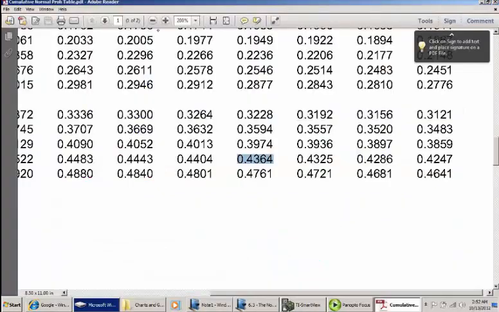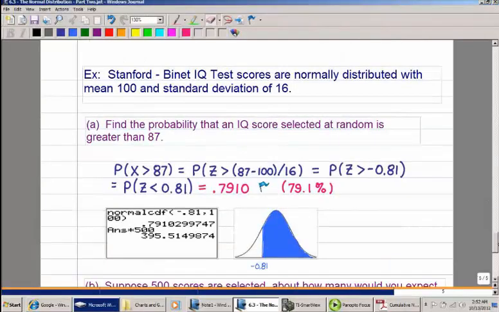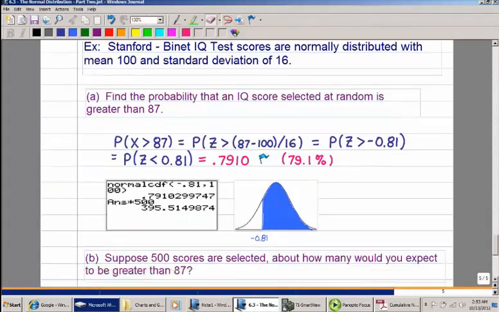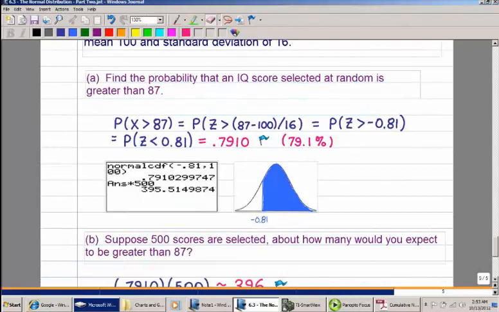So you can look up 0.81 on the chart. And let's see what we have. 0.81, there it is. 7910. 0.7910, or as a percent, 79.1%. We would expect that many scores to be greater than 87. Now, part B. Suppose 500 scores are selected. About how many would you expect to be greater than 87?